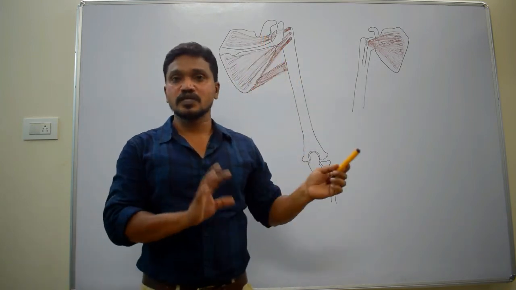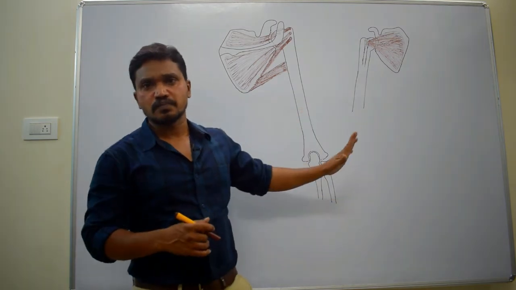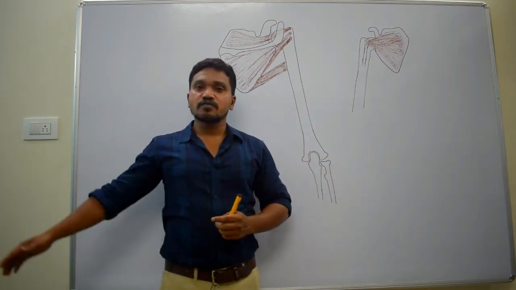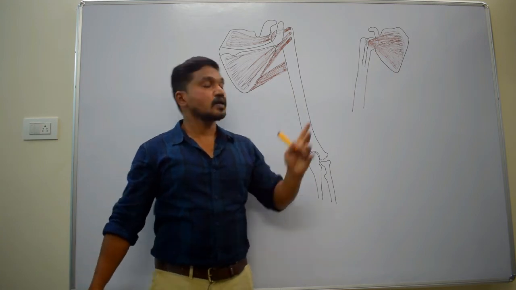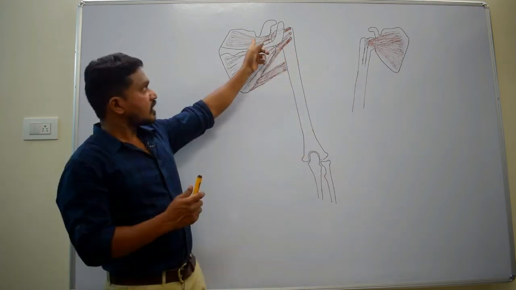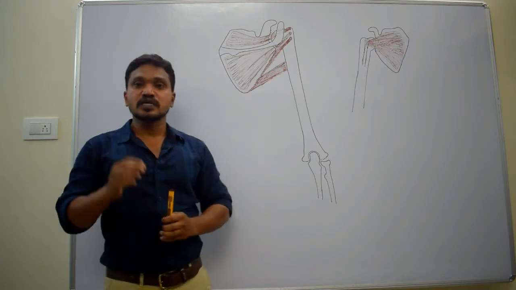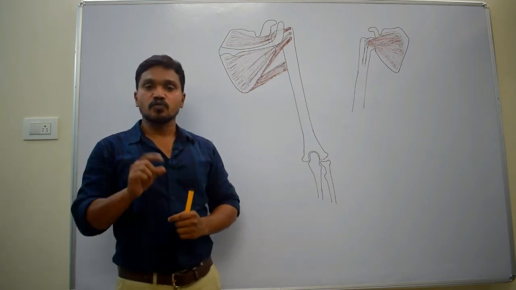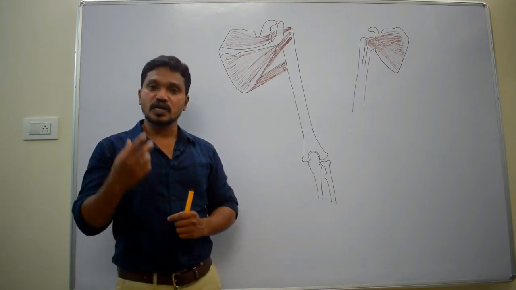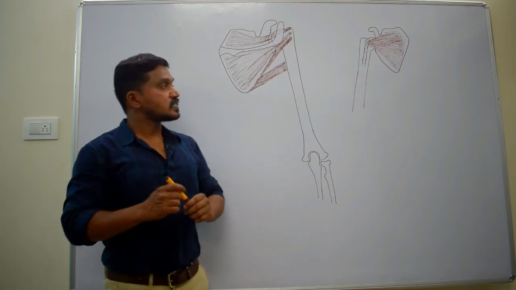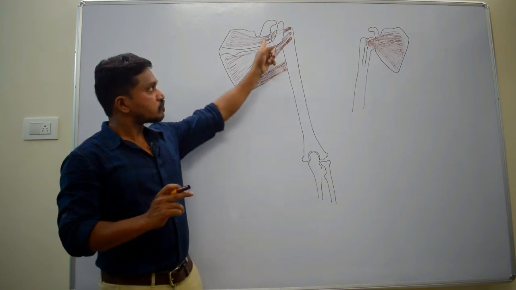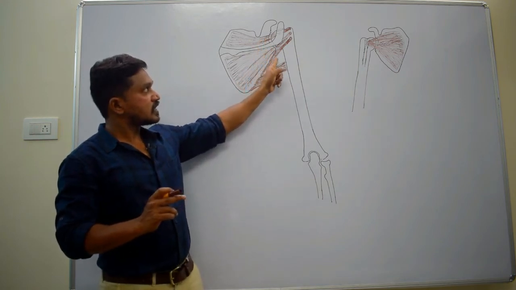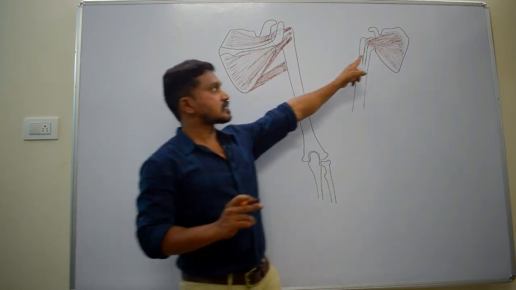Of course it is a little controversial, even though remember that it is initiator of abduction. Along with that, supraspinatus muscle is one of the rotator cuff muscle. What is rotator cuff? Rotator cuff we can also call as musculotendinous cuff. This musculotendinous cuff is formed by 4 muscles: supraspinatus, infraspinatus, teres minor and subscapularis.